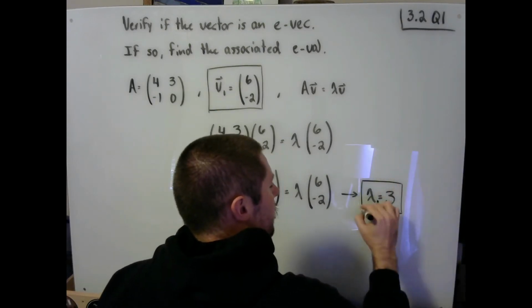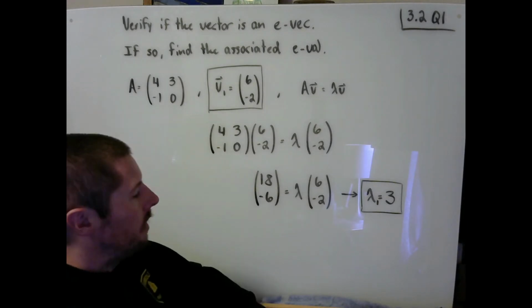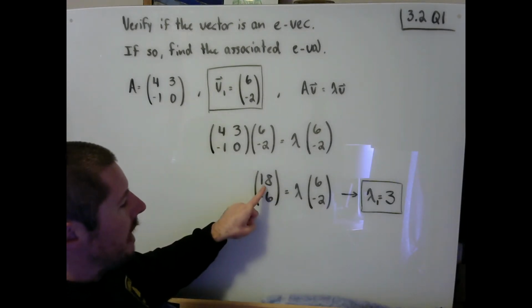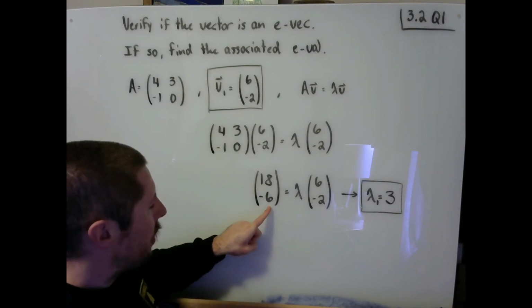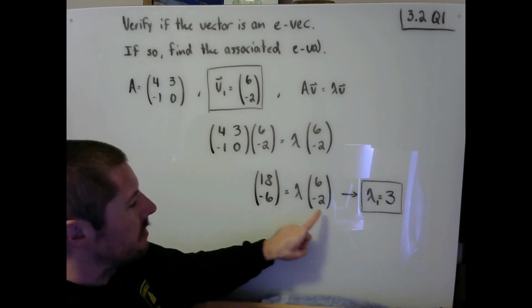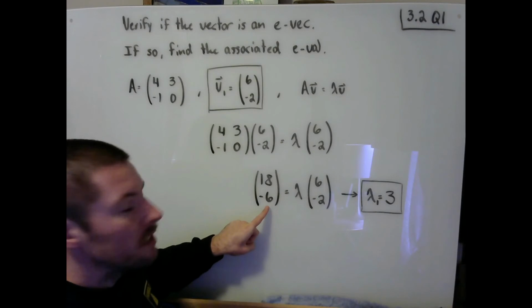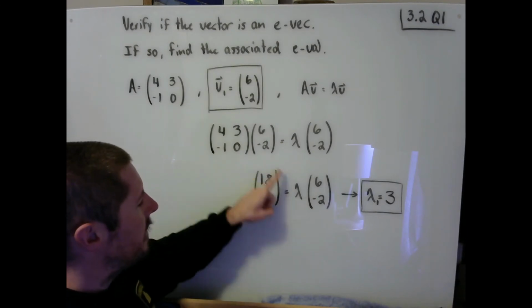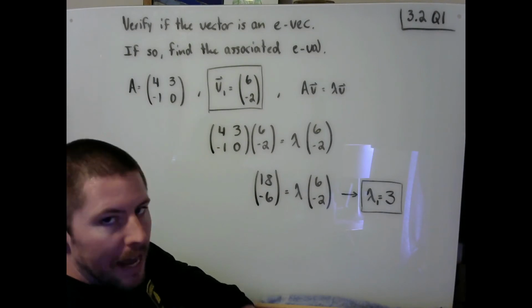Before we walk away from this example, I'd just like to point out two other possible scenarios. One possible scenario is that our vector on the left became something like (18, -5). If that would have been a negative 5 down here, then there's no way for me to just take constant multiples of (6, -2) to arrive at this value. Therefore, whatever vector was used, if we were to arrive at (18, -5), the vector associated with that computation would not have been an eigenvector.